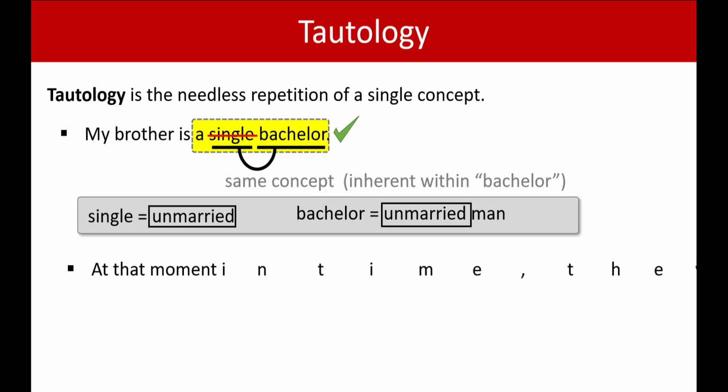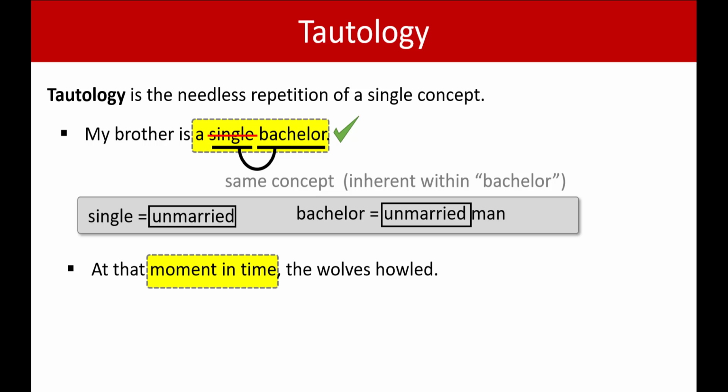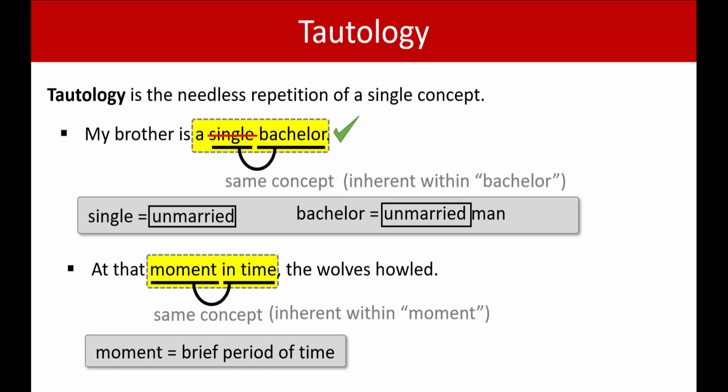Here is another example. At that moment in time, the wolves howled. Moment in time is a tautology. The words moment and in time express the same concept. The idea of time is inherent within the word moment. So, moment means brief period of time. Well, you can see the concept of time is inherent within the word moment. So this sentence can be corrected by crossing out in time. This is now correct. Let's clear that.